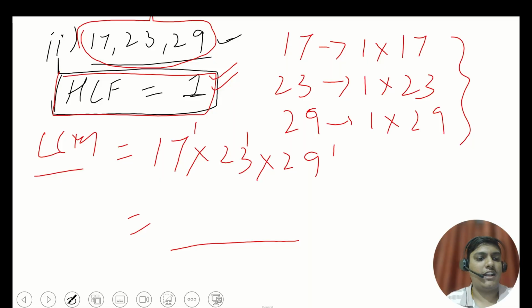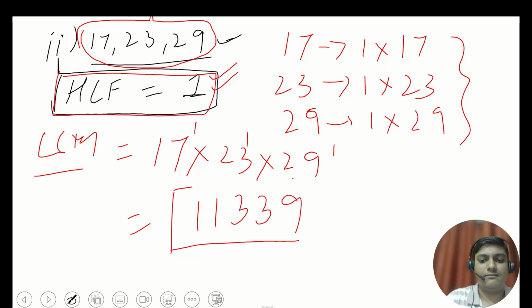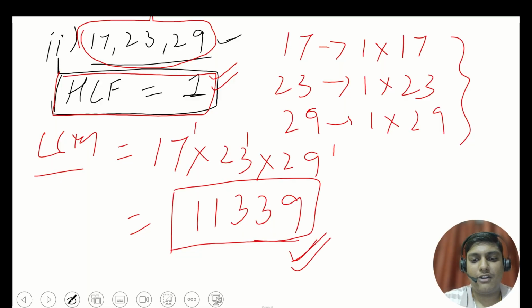Can anybody just comment below? Okay, it is very simple. Correct. You can just multiply it: 17 into 23 into 29. That would be your LCM answer. It is 11339. I hope I'm clear with these questions. The third sub question, you can solve it. If you have any doubt, please comment below. I will answer your question. Okay, then we'll just move to the next question.